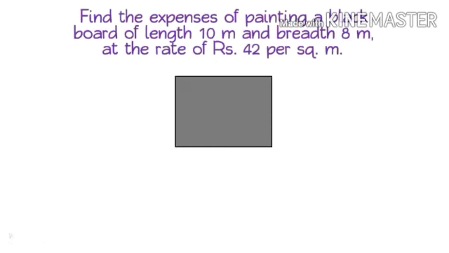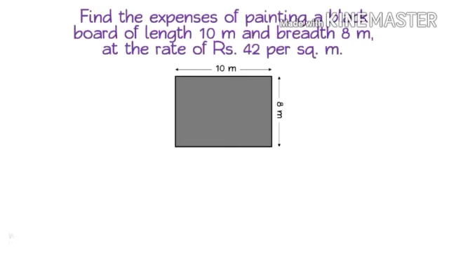Find the expenses of painting a blackboard of length 10 meters and breadth 8 meters at the rate of rupees 42 per square meter. Solution. The blackboard is a rectangular shape. It is 10 meters long and 8 meters wide. We have to find the area of this rectangle.